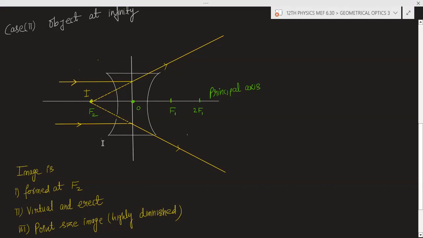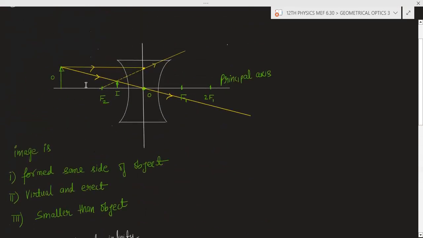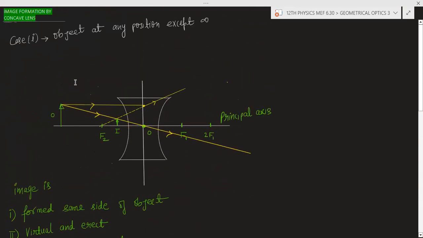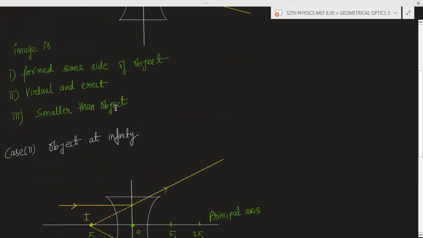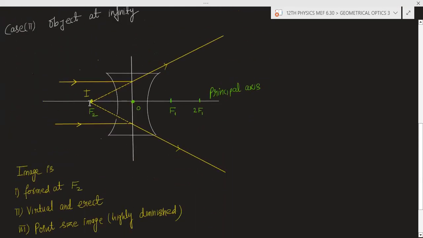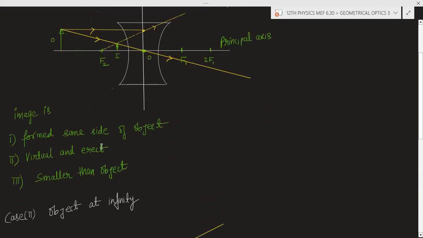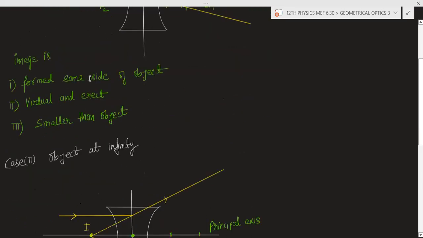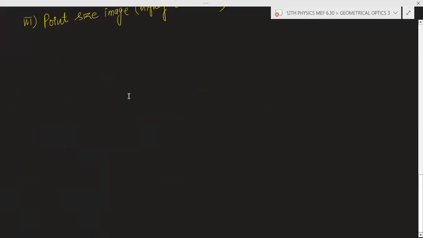So you can see for a concave lens, the image is always smaller than the object, and there are only two cases for the concave lens. So the image is smaller than the object here, and here also the image is smaller than the object, even very small. And you can see here the image is virtual and erect. Here also the image is virtual and erect. So you can say the concave lens will always produce a virtual, erect, diminished image.